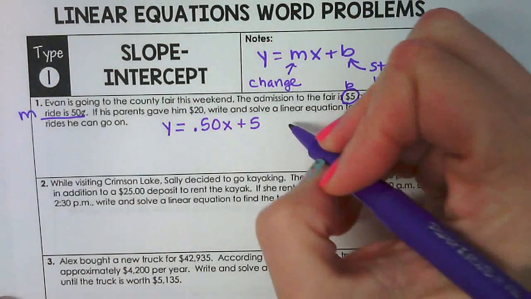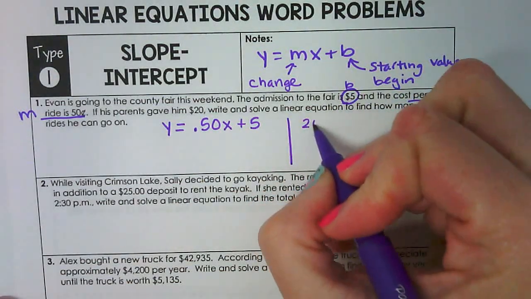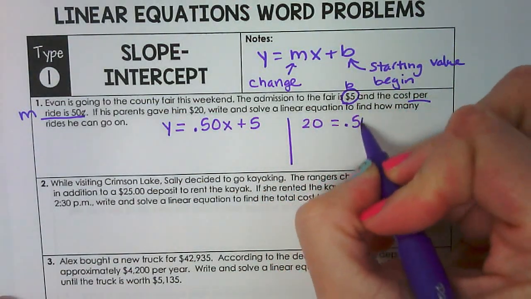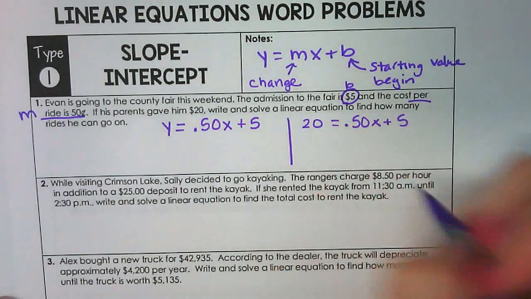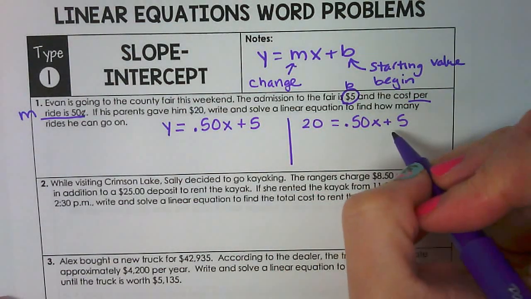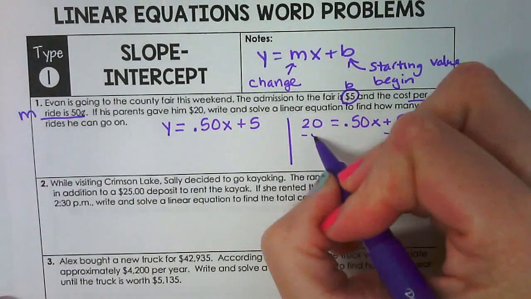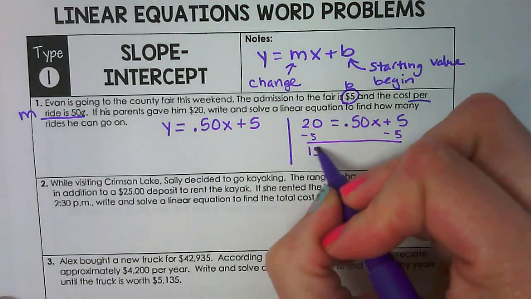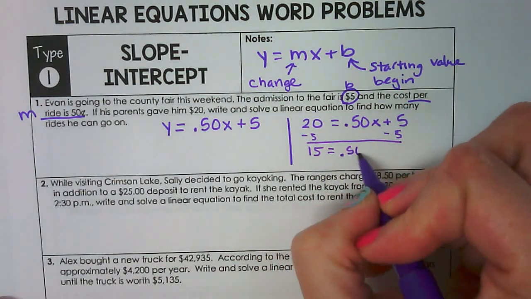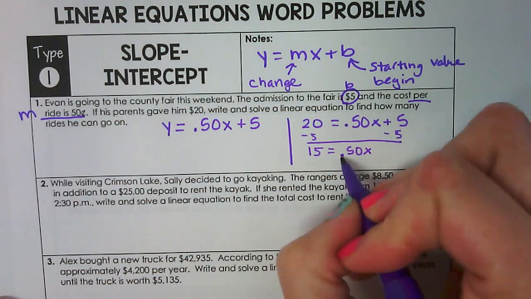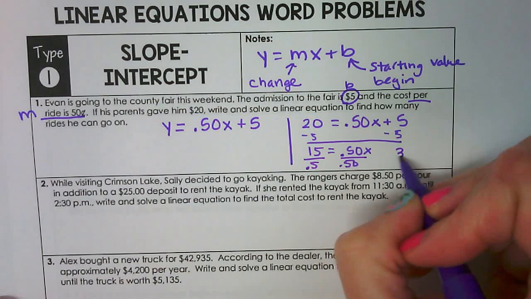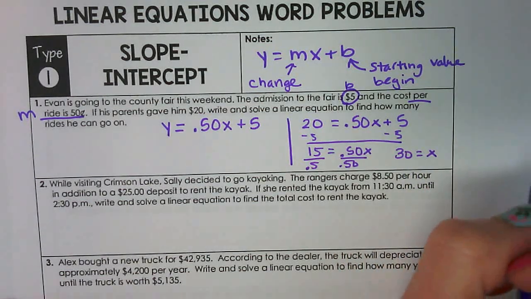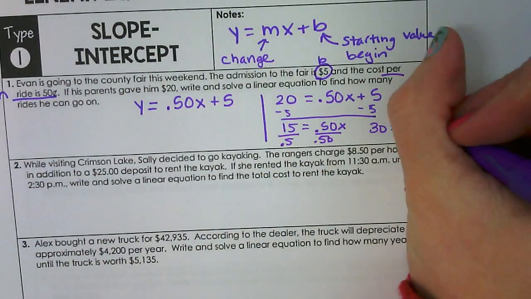Now, if I wanted to solve it, it's saying he has $20. How many rides can he go on? So I put the $20 in for the cost. I would subtract 5 on both sides. I get 15 equals 0.50x, and then divide both sides by 0.5, and I get 30 is equal to x. So he can go on 30 rides.